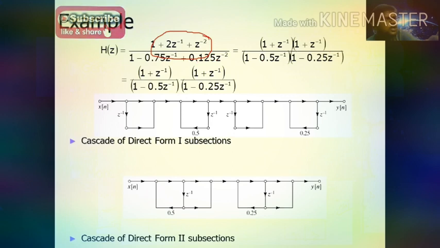Okay, now I split up like this. First this portion we will take as H1 of z. So the remaining portion we will consider as H2 of z. Okay, so H1 of z. First draw this diagram. Right, 1 plus z inverse divided by 1 minus 0.5 z inverse. Okay, so first we have to draw like this. Right, first 1 plus z inverse.